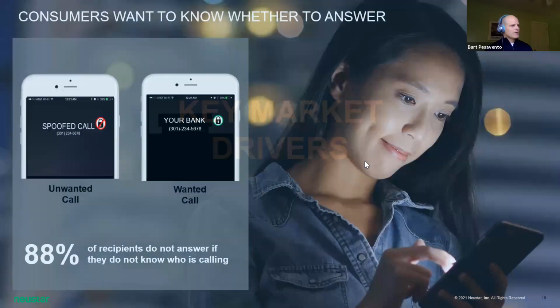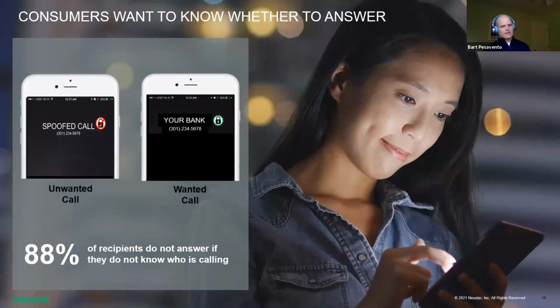So let me go into the next piece here about what's going on in the marketplace. Why is STIR/SHAKEN important to consumers? The consumer really wants to know whether to answer the call or not. Is this call a wanted call or an unwanted call? Henry just hit on a lot of these points, but I wanted to take the approach from the consumer's perspective. 88% of consumers say they do not answer the call if they do not know who's calling. And consumers don't answer because they don't trust the caller ID. Sometimes there's caller ID, sometimes there's not, but either way, they don't trust it right now.